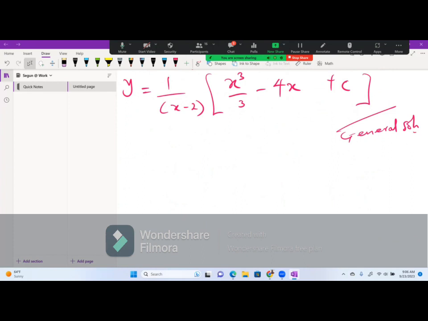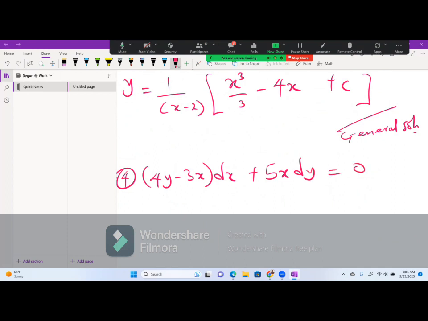But in another way, they can also give you another equation by saying 4y minus 3x dx plus 5x dy equals 0. They ask you to find the general solution for this. How do we do it? Remember, recall that in this solution, you have y, our y prime is the same thing as dy over dx. Do you remember?